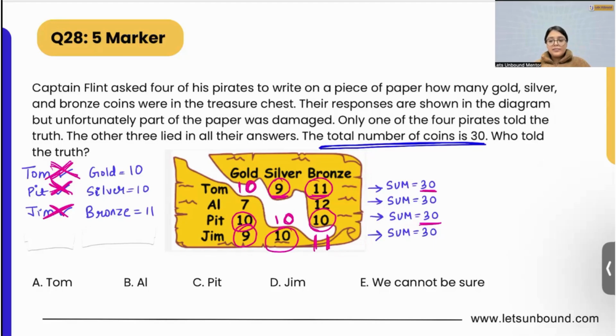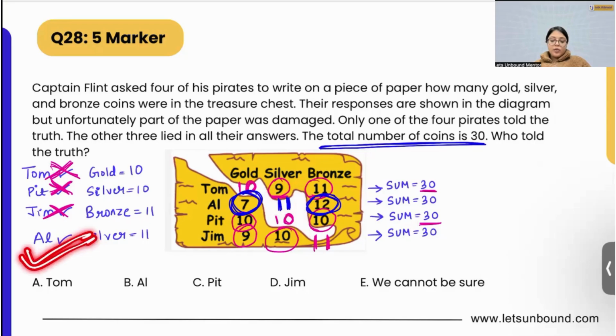So who is left? The last person, Al. But we need to check whether all the conditions fall in the right place with the last person. If Al is telling the truth, how much gold is he saying? 7, and bronze 12. So silver will be 11. If you cross-check, nobody else said that silver is 11, because Tom said 9, Pitt said 10, Jim said 10. That means what Al said is absolutely correct.